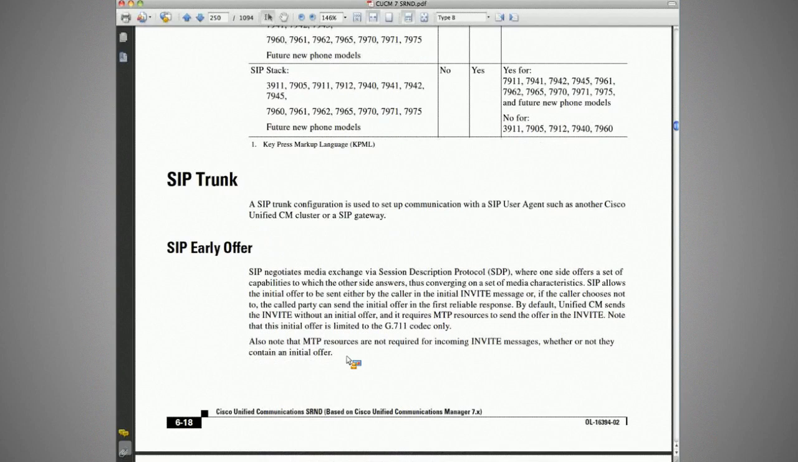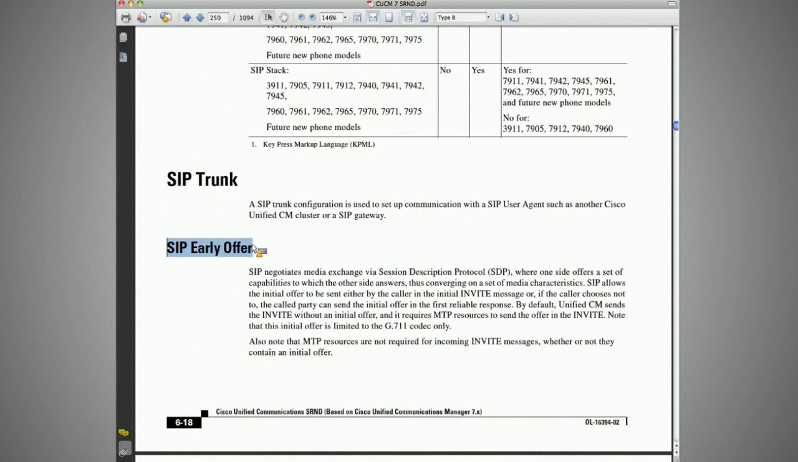So the idea of an early offer or a fast start just means that in the initial setup message, for SIP, it would be the 100 Trying message. For H.225, it would be the setup message. We're going to describe DTMF and codec capabilities and hope that the other side can really fall in line with what we're requesting. And if so, we don't need to negotiate anything.